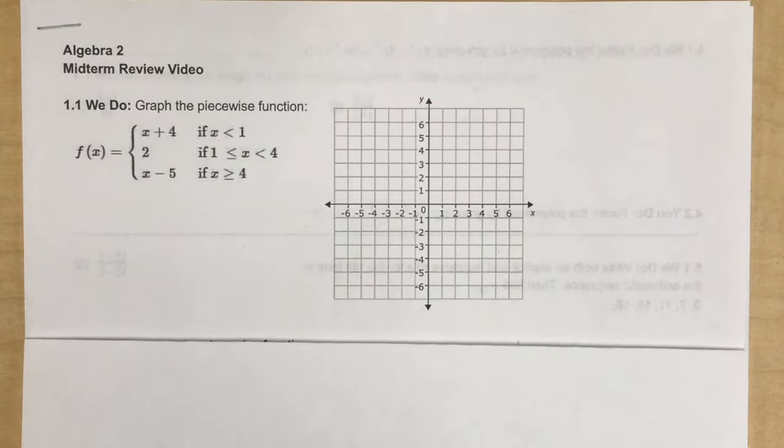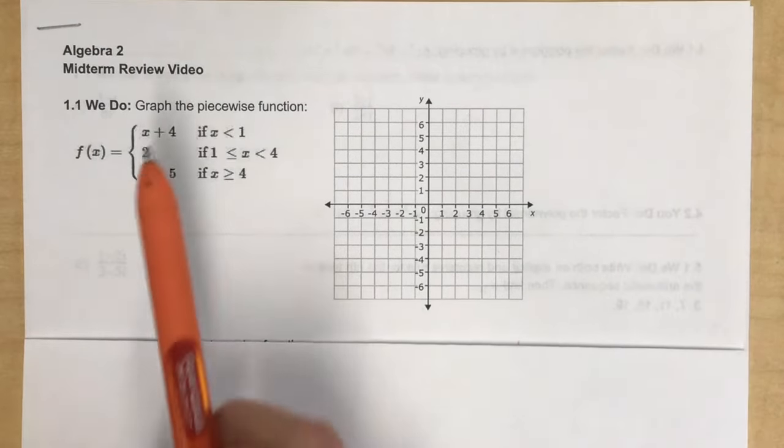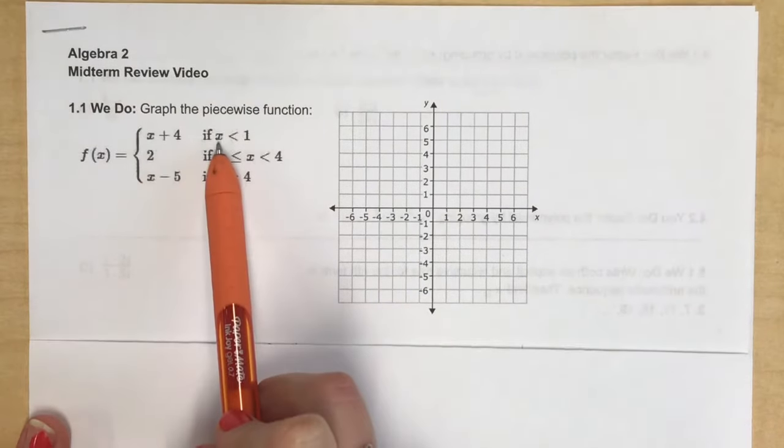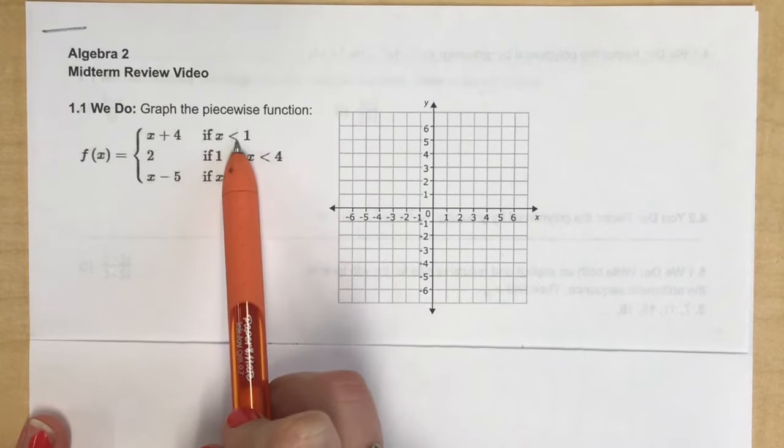So number one, we're going to start by graphing a piecewise function, your fave and my fave. Piecewise function means that it's going to be smaller pieces that make up one larger graph. So let's start with the first one. My first equation is x plus 4, and it occurs every time my x value is less than 1.